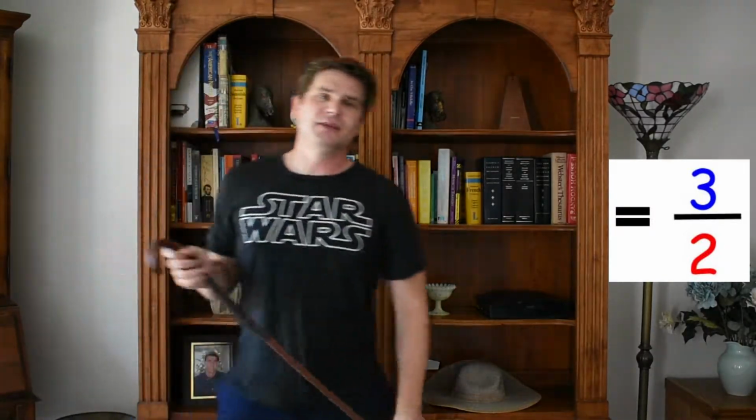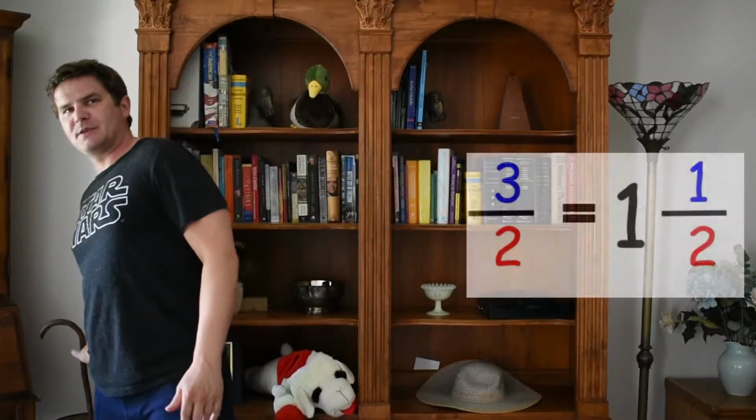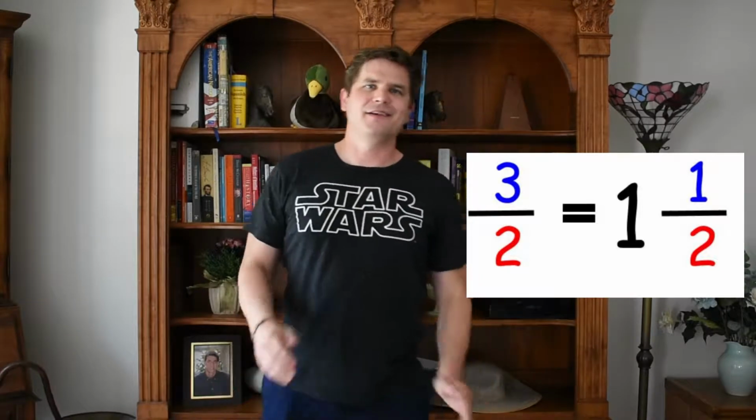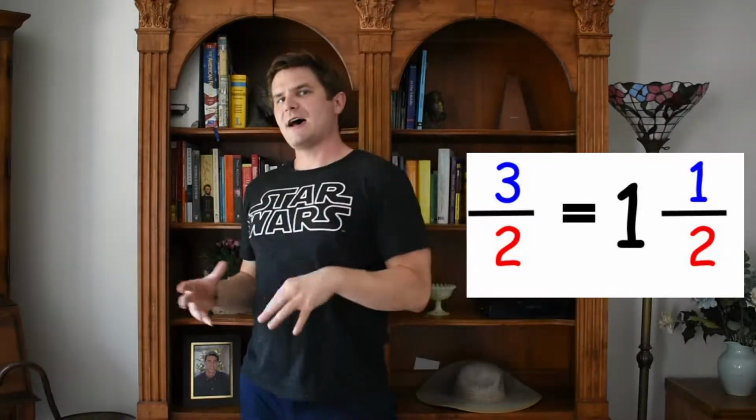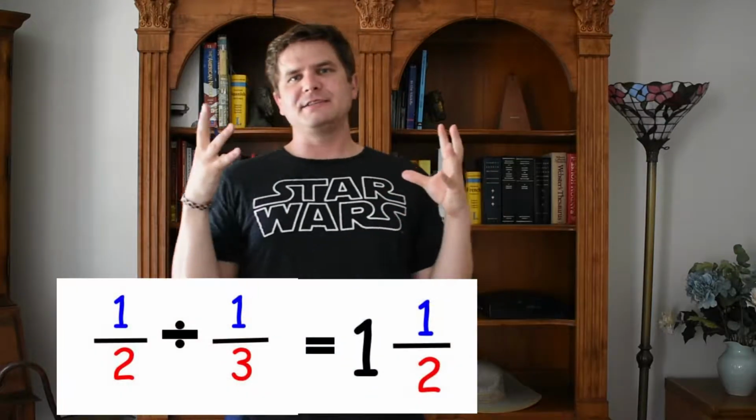Alright, so what we have to do is simplify that into a mixed number. To do that, we take 3/2 and simplify it to 1 and 1/2. There was a video about simplifying improper fractions to mixed numbers earlier. You just divide the numerator by the denominator and take the remainder and put it over the same denominator.